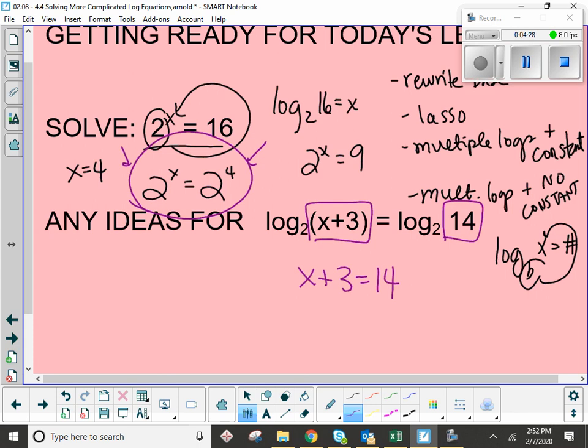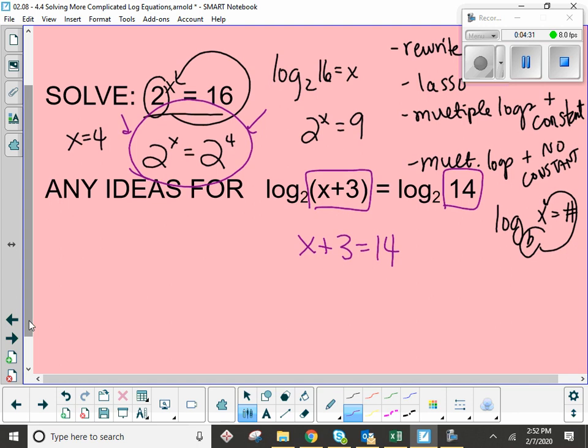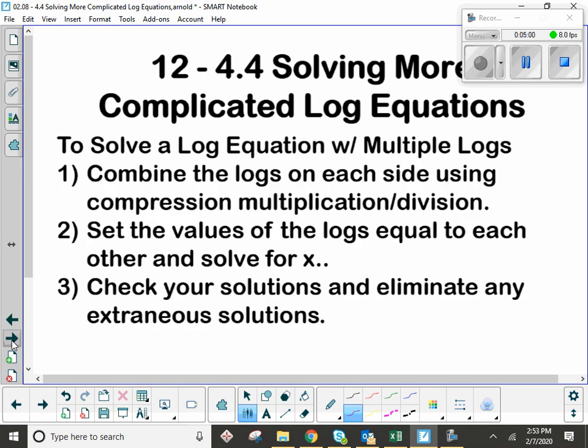Because to solve here, you would subtract 3, you would get 11. And if you were to plug that back in, you'd have log base 2 of 11 plus 3. What is 11 plus 3? It's 14. So you'd have log of 14 equals log of 14, and that would be true. Okay. So today's method is for when you have multiple logs and no constant. Your goal is to just drop the logs off completely. There will be no lassoing involved. I'm going to talk about all that as we do it.